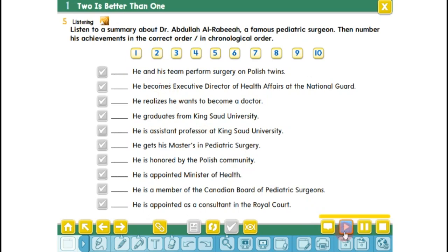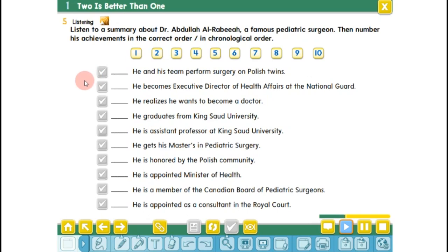Now listen. Dr. Abdullah Al-Rabia is highly respected in the medical field for his contribution to pediatric surgery and his expertise in separating conjoined twins. The work of Dr. Rabia and his team of medical specialists has enriched the lives of many children and their families around the world. Abdullah Al-Rabia was born in Saudi Arabia. From a young age, he knew that he wanted to help others and chose medicine as his career. He proved to be an excellent student, and by the age of 25, he had received a Bachelor of Medicine and a Bachelor of Surgery from King Saud University in Riyadh. He continued his studies in Alberta, Canada, where he was awarded a master's in pediatric surgery in 1985 and became a member of the Canadian Board of Pediatric Surgeons in 1987.